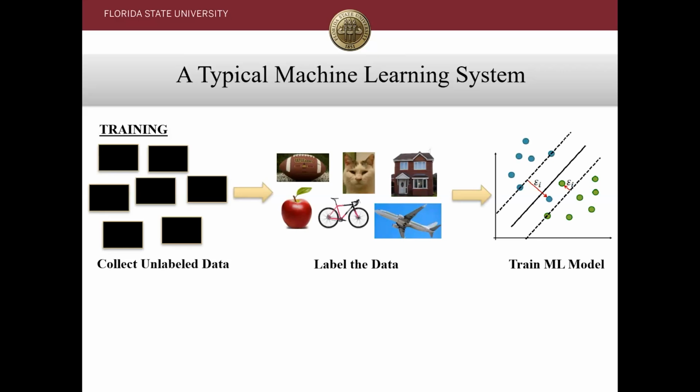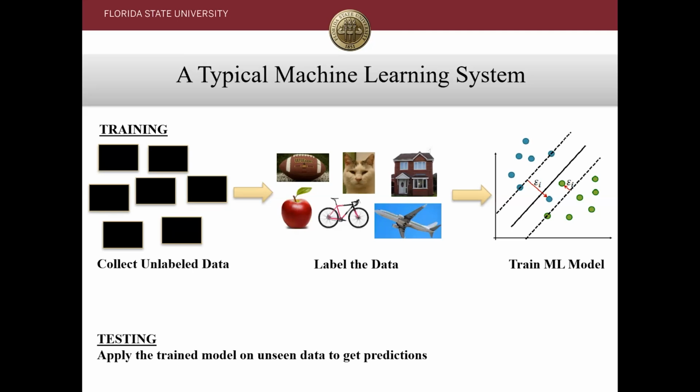Right? And once your model is ready, you can deploy the model in a testing environment, and the model is going to give you predictions. And if the model is well trained, hopefully it's going to give you reasonably good predictions on the test data. So this is how a typical machine learning system looks in a nutshell.